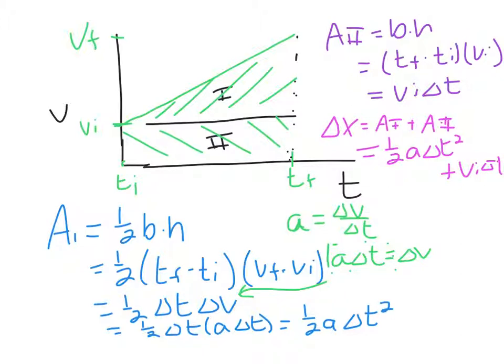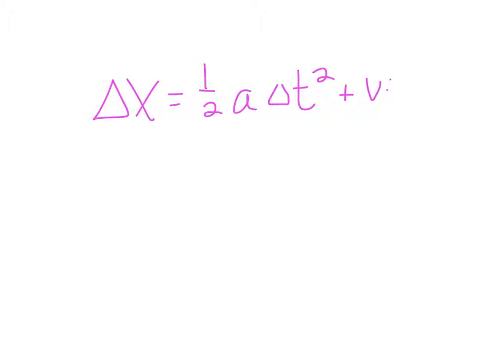And I'm out of room. I'm just going to write it nicer on the next. So from the graph, again, area of a velocity time graph gives you displacement. The displacement was equal to the area of the triangle, 1/2 a delta t squared, plus the area of the rectangle, v initial delta t.